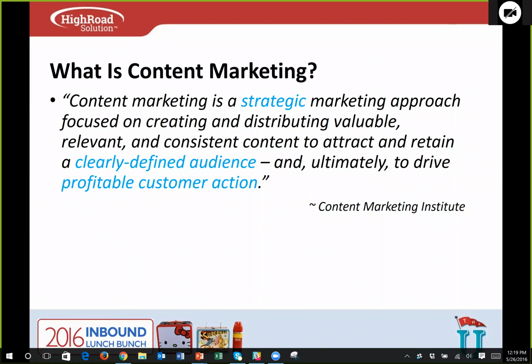But essentially, content marketing is a strategic marketing approach, right? Focused on creating and distributing valuable, relevant, and consistent content to attract and retain a clearly defined audience, and ultimately to drive profitable customer action. So you can see now how this overlays onto the inbound methodology very nicely, right? We're looking for a strategic approach, so it's not all tactical. A lot of this has to do with planning up front, right? And then we're creating content and distributing it to a very clearly defined audience. We always know who we're talking to, who this content is for. It needs to be for a specific type of user, a specific type of persona, right?